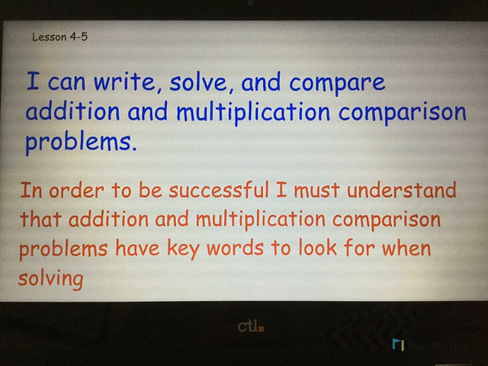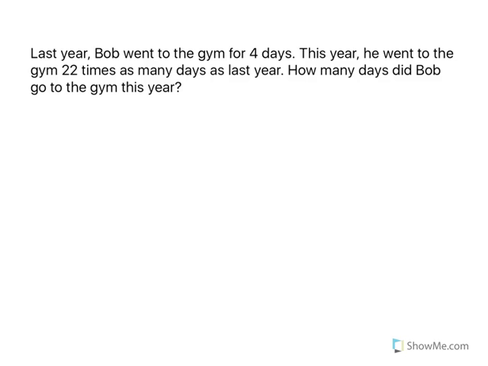This is lesson 4-5. I can write, solve, and compare addition and multiplication comparison problems. In order to be successful, I must understand that addition and multiplication comparison problems have keywords to look for when solving. We're going to focus on finding these keywords today to tell us what kind of comparison problem we're looking at.